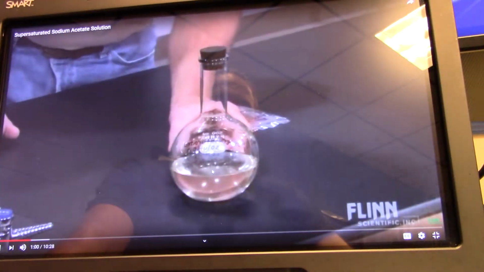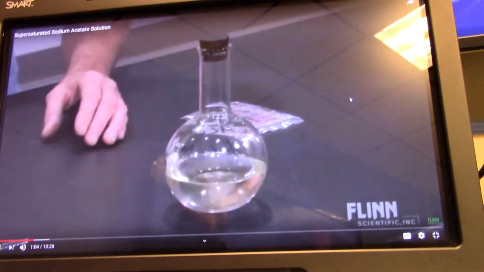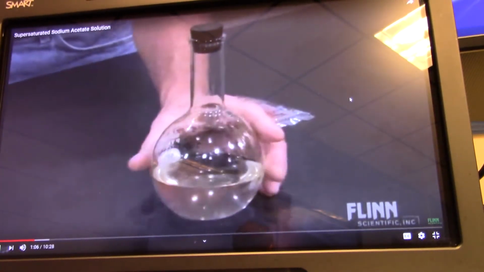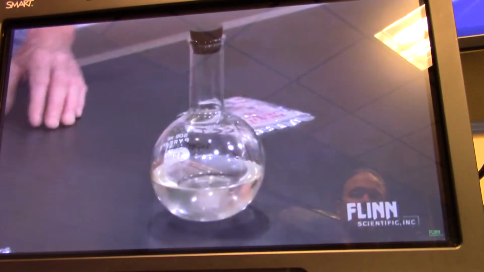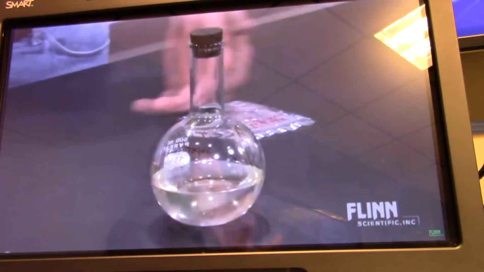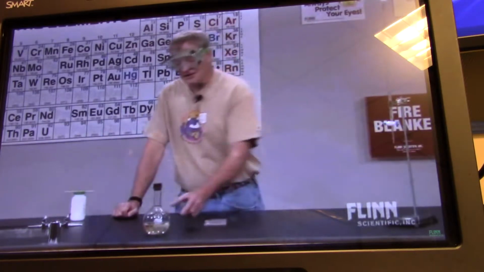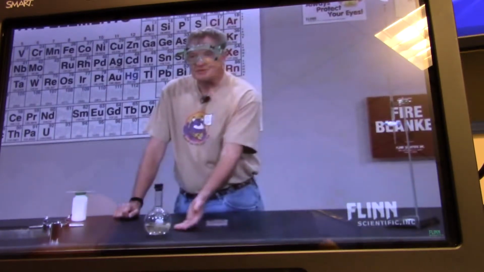Now here we have a supersaturated solution. It doesn't look like it, but actually more than the theoretical amount of sodium acetate has dissolved in there. And it wants to precipitate out really badly. It just needs a place to get started. So he's going to add a seed crystal. And if you just add one little bitty crystal, that gives it a precipitation start point, and all of the excess will precipitate out.